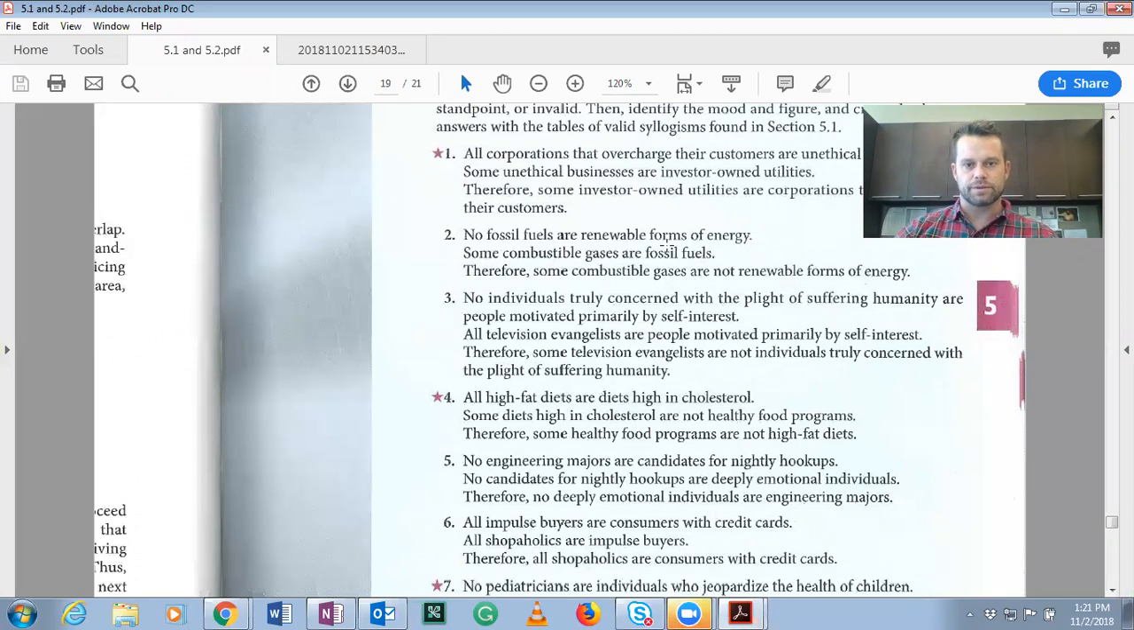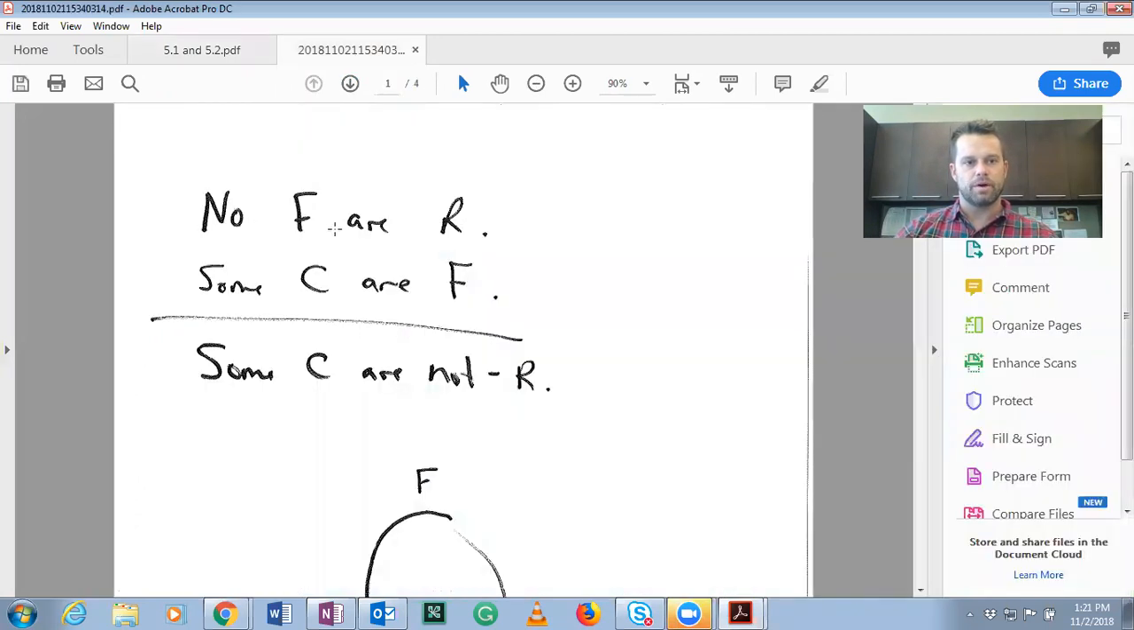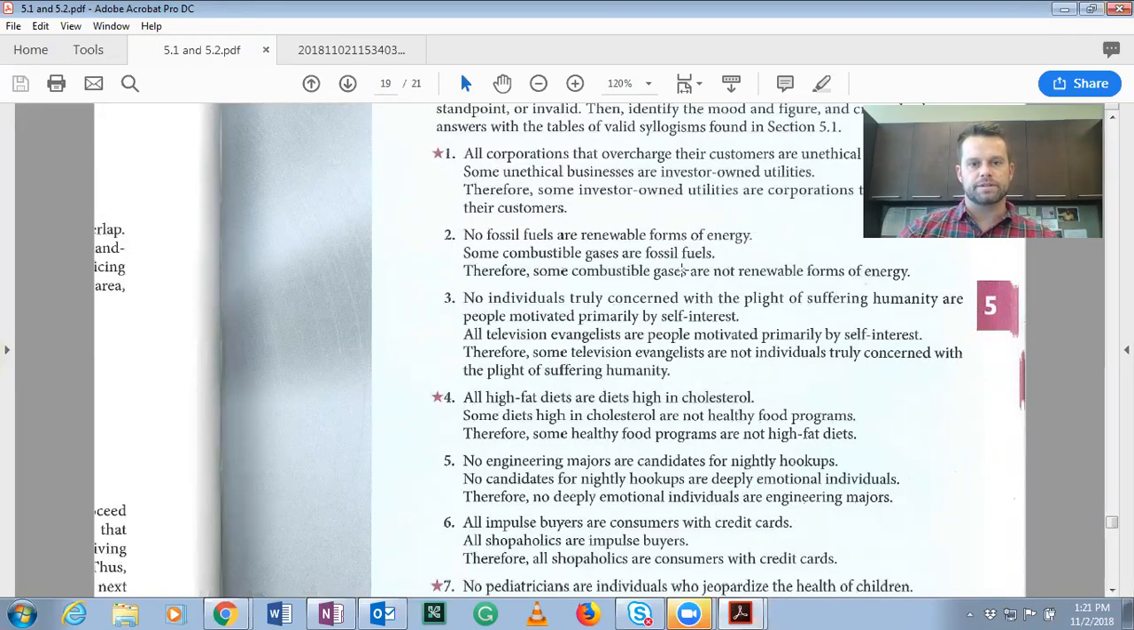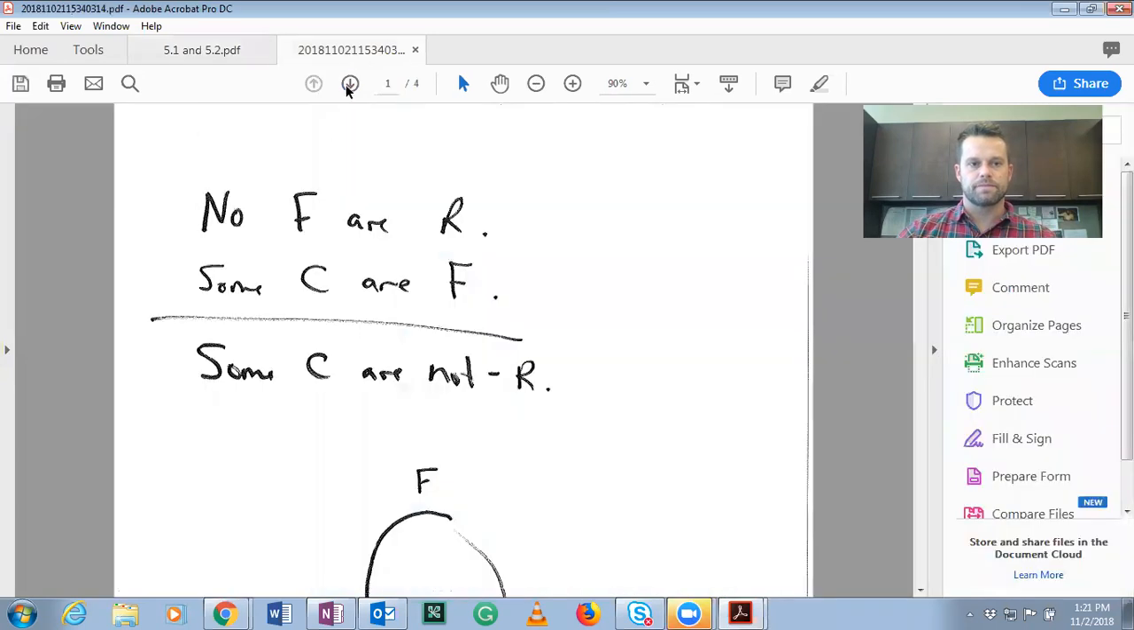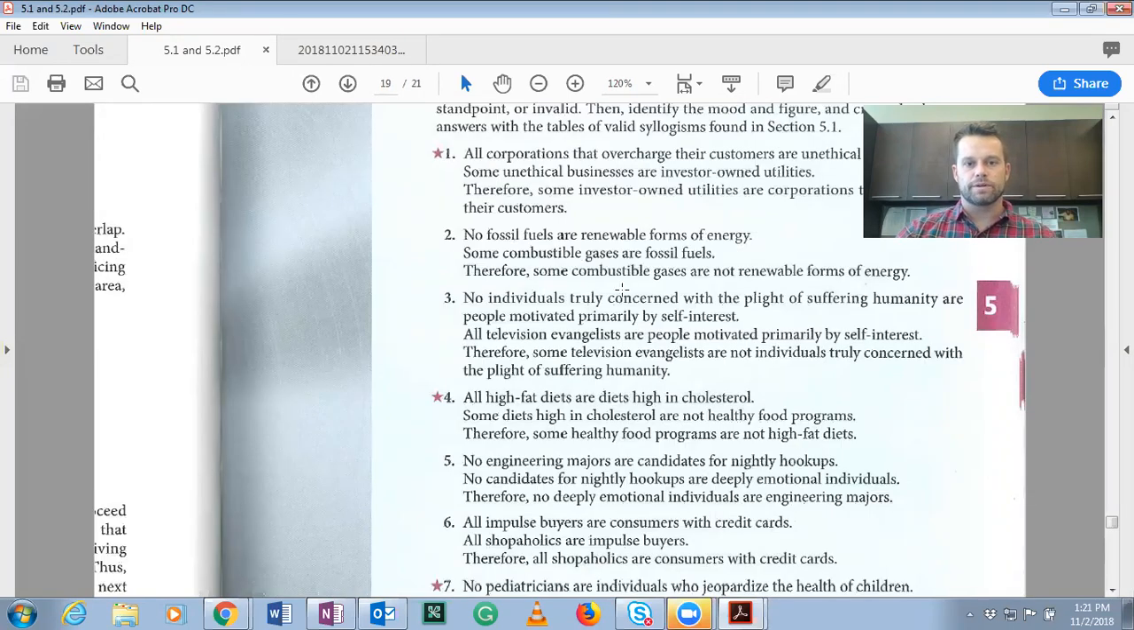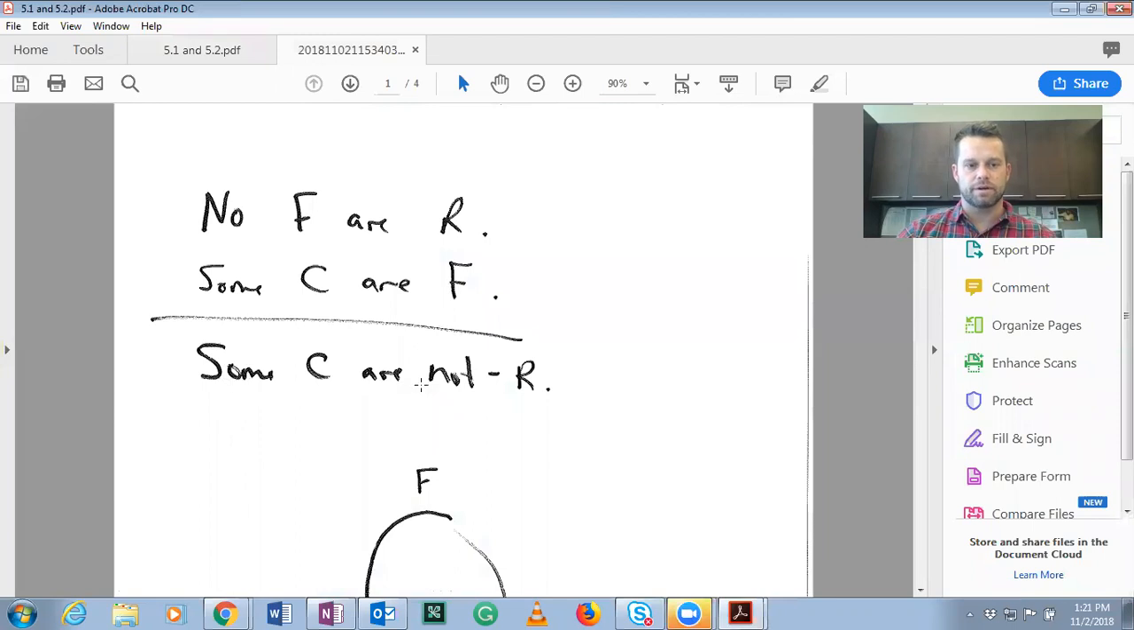No fossil fuels are renewable. No F R. Again, you can use whatever letters you want. Just make sure that they're consistent. Some combustible gases are fossil fuels. Some C are F. Middle term here is F. Therefore, some combustible gases are not renewable forms of energy. Some C are not R.